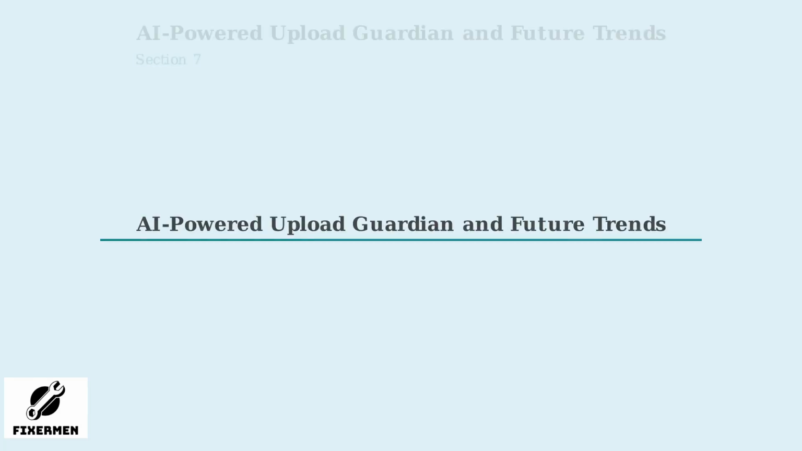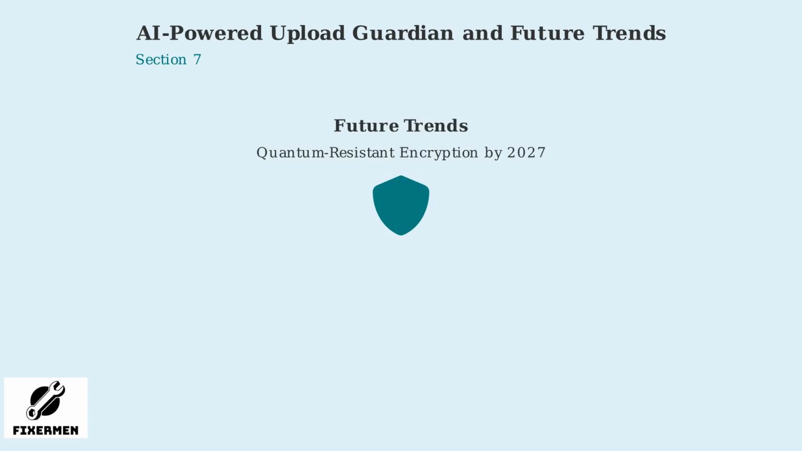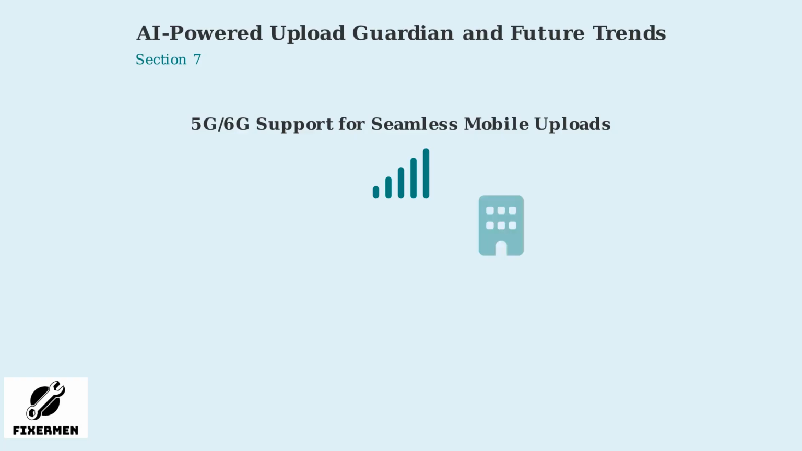Google is increasingly using AI to improve upload reliability. The Upload Guardian beta feature uses machine learning to detect and resolve common upload failures preemptively. It scans uploads in real time, identifying potential issues like network interruptions or file corruption before they cause failures. Looking ahead, Google plans to integrate quantum-resistant encryption by 2027 for enhanced security during uploads, protecting against emerging cyber threats. Google will improve 5G and 6G support, enabling faster and more reliable uploads for high-resolution content like VR files and large videos from mobile devices.